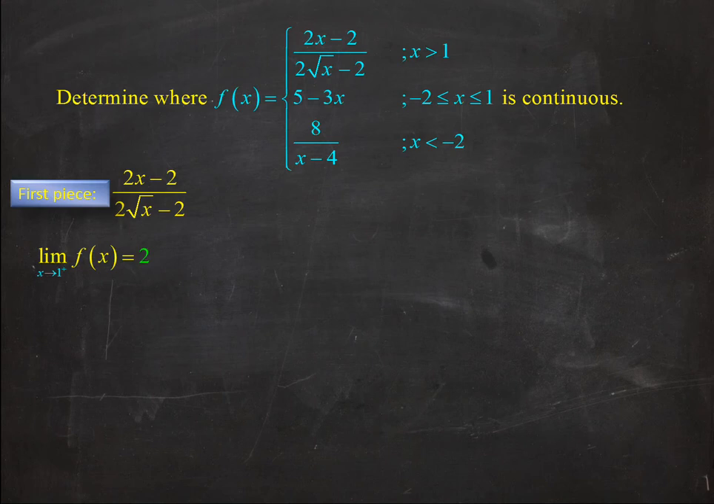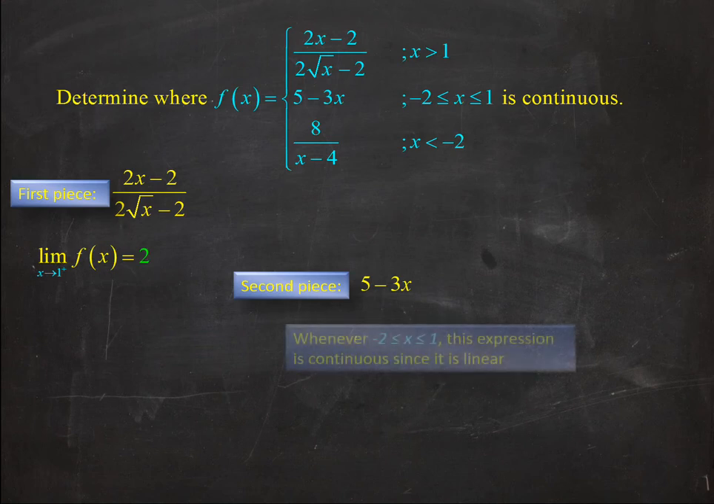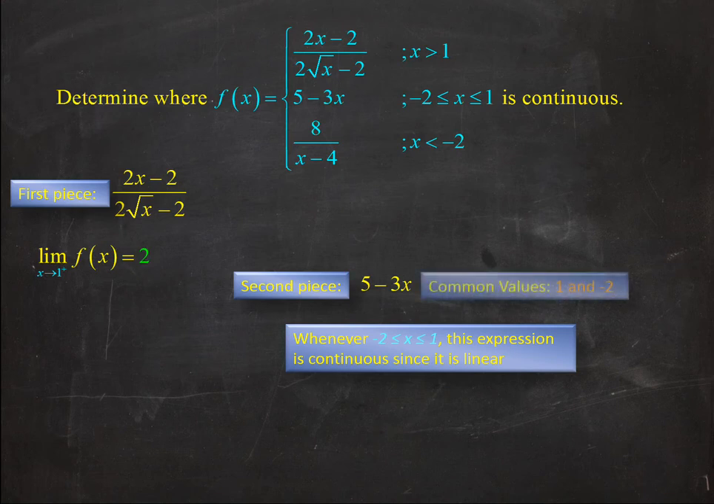Now, the middle piece says 5 minus 3x, and its domain goes from minus 2 to 1. And now 5 minus 3x is a nice little linear piece, and it's continuous everywhere, including the minus 2 and the 1. So this is a very easy function to determine where I'm going to have issues. So I need to check where this piece connects to the piece above it from a domain perspective, and where this piece connects to the piece following it from a domain perspective. In other words, I'm going to have to investigate the 1 and the minus 2.